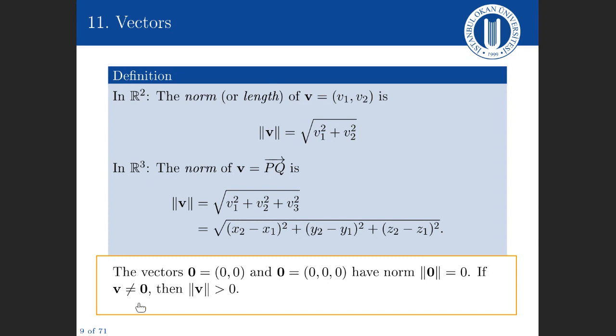Any vector which is not the zero vector must have strictly positive norm. We can see this from the formulae. As long as at least one of v1, v2, and v3 is not 0, then v1 squared plus v2 squared plus v3 squared must be a strictly positive number, because squaring a negative number gives a positive number. And then we square root it, still we have a strictly positive number.